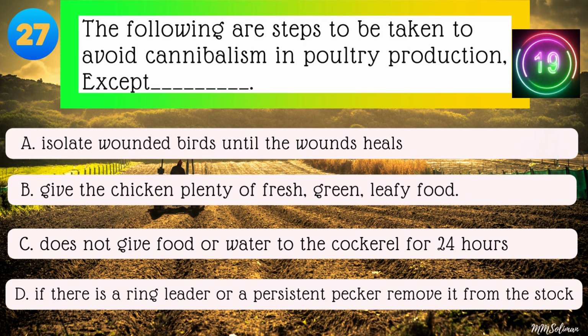The following are steps to be taken to avoid cannibalism in poultry production except A. Isolate wounded birds until the wounds heal. B. Give the chicken plenty of fresh, green, leafy food. C. Do not give food or water to the cockerel for 24 hours. And D. If there is a ringleader or a persistent pecker, remove it from the stock.